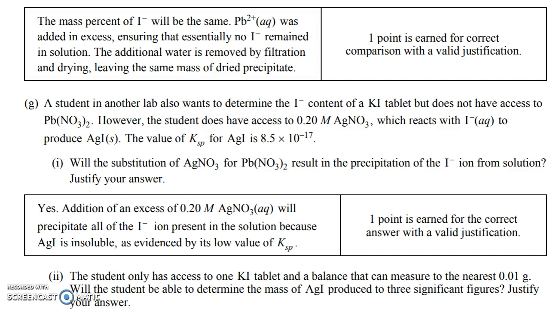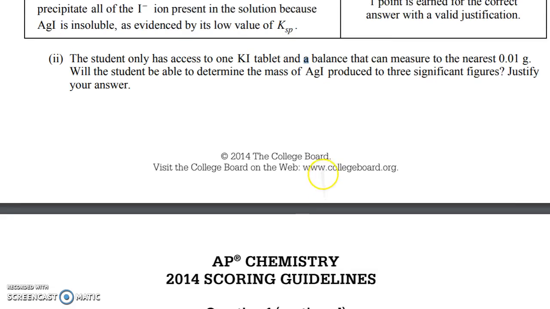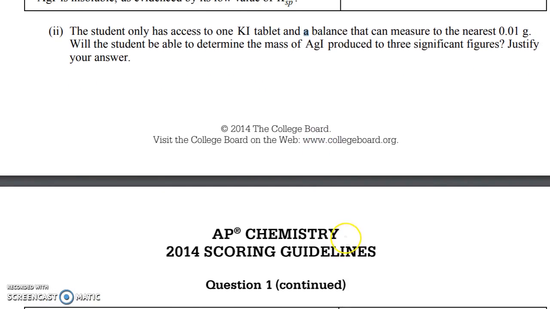Okay? Now, the student only has access to one KI tablet and a balance that measures to 0.01 gram. Will the student be able to determine the mass of AgI produced to 3 sig figs? Yeah. 0.01. Can I have 3 sig figs? 0.01. How many sig figs is that?